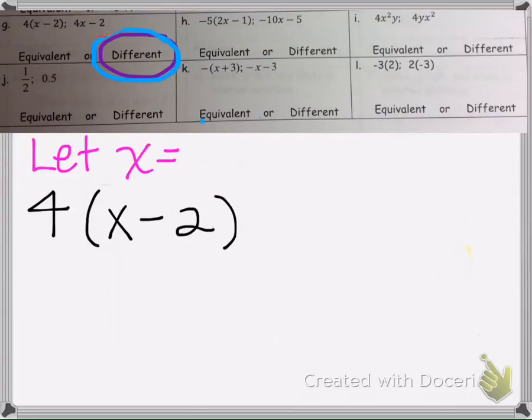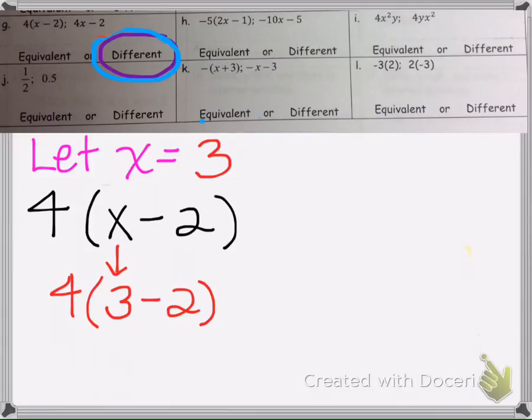Another way to show that these two expressions are different is if we replace the x with a number. So we could plug in whatever number we want. So I'm going to go ahead and use the number 3. So I'm going to take out the x and replace it with a 3. And then I'm going to go ahead and evaluate this.